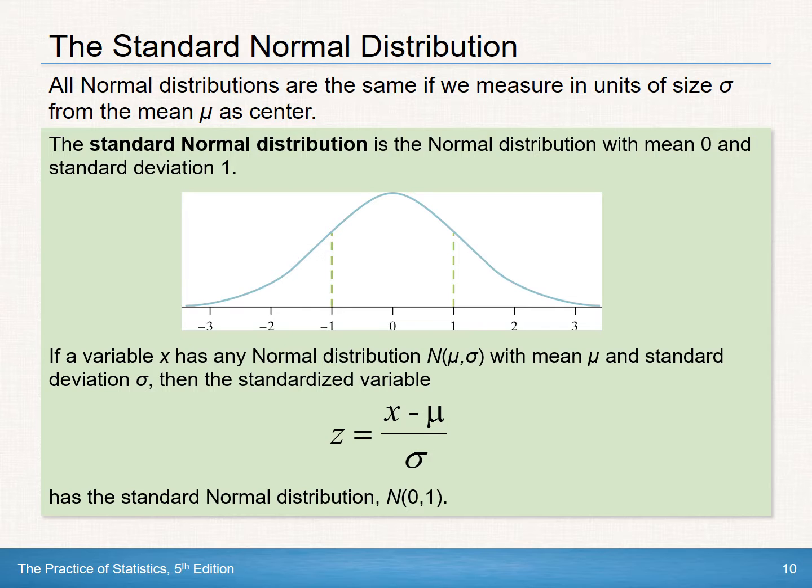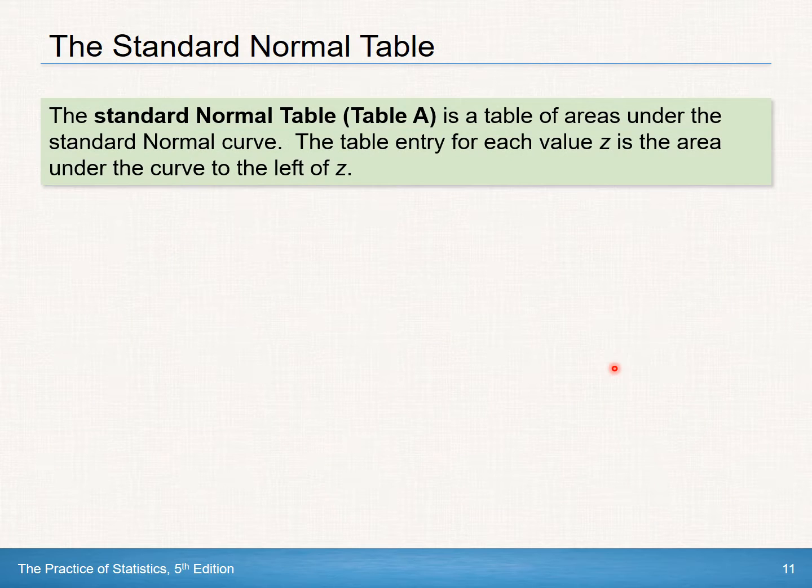The standard normal distribution is the normal distribution that uses the mean of 0 and a standard deviation of 1. Remember in the last section we changed to z-scores? If a variable x has any normal distribution with mean mu and standard deviation of sigma, then we can change everything into a standardized variable z, and then our standard normal distribution would have a mean of 0 and a standard deviation of 1. This is what we'll mainly focus on. We're going to change a lot of our data into a standard normal.